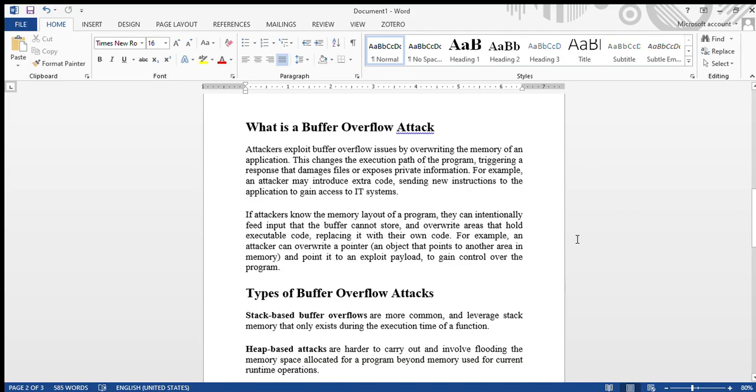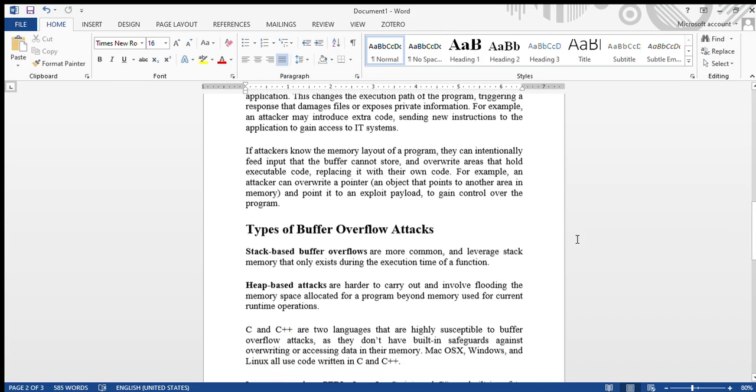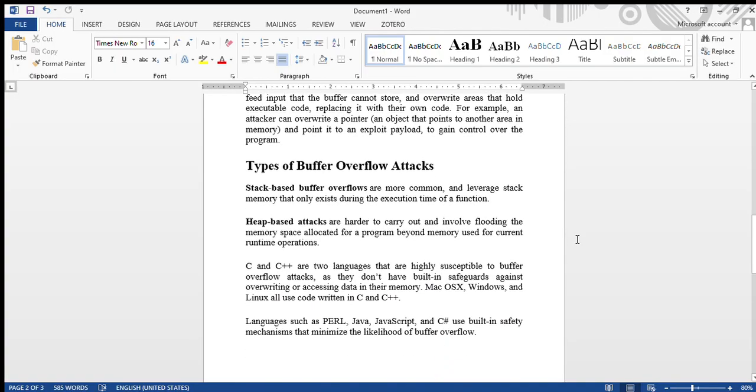For example, an attacker may introduce extra code, sending new instructions to the application to gain access to the IT system. So whenever a person with malicious intent intentionally sends some extra lines of code or some extra malicious information, it acts as bait to gain some information. There are several types of buffer overflow attacks, like stack-based buffer overflow attacks and heap-based overflow attacks.